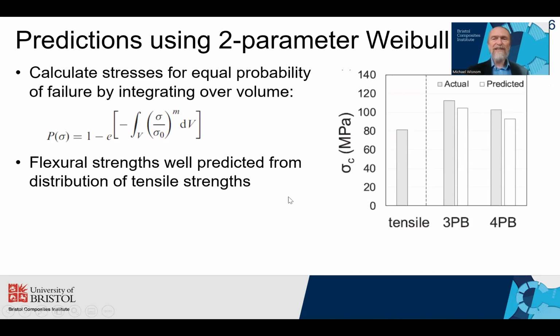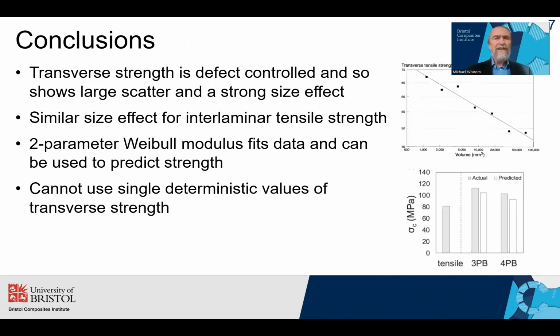And as you can see, the increased strength that you see with the bending, and the higher for the 3-point versus the 4-point, were all captured very well. So transverse strength is defect controlled, and therefore we see large scatter and a strong size effect. We see similar size effects for interlaminar tensile strength as for in-plane transverse strength. A 2-parameter Weibull modulus model fits the data quite well and can be used to predict strength.